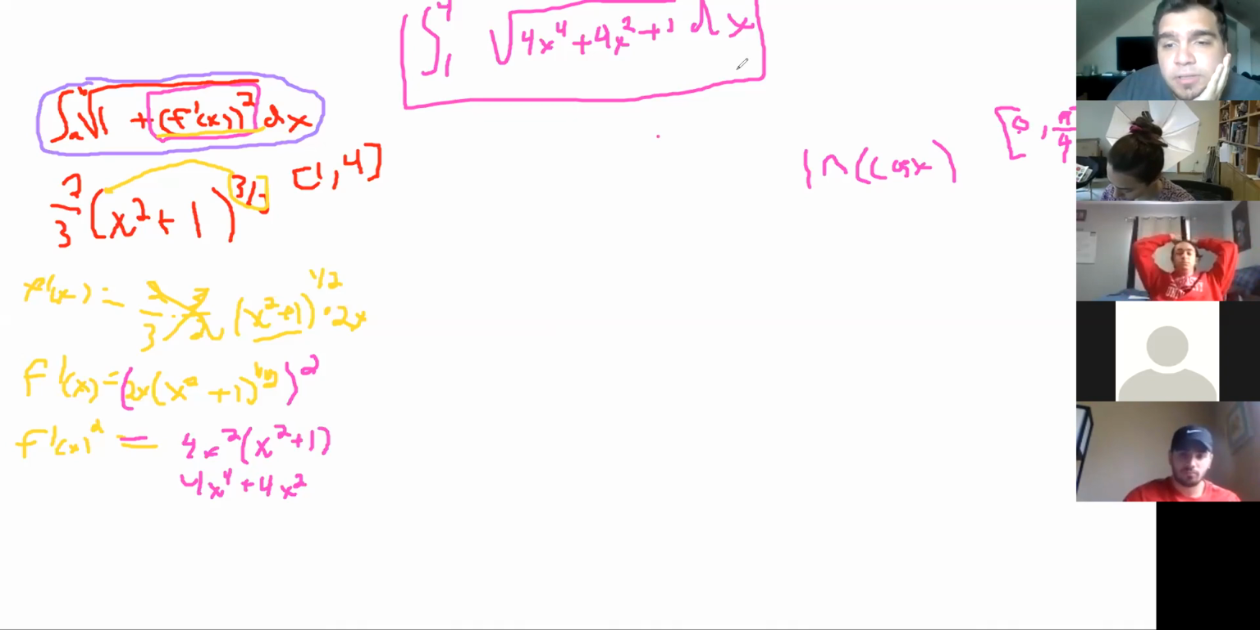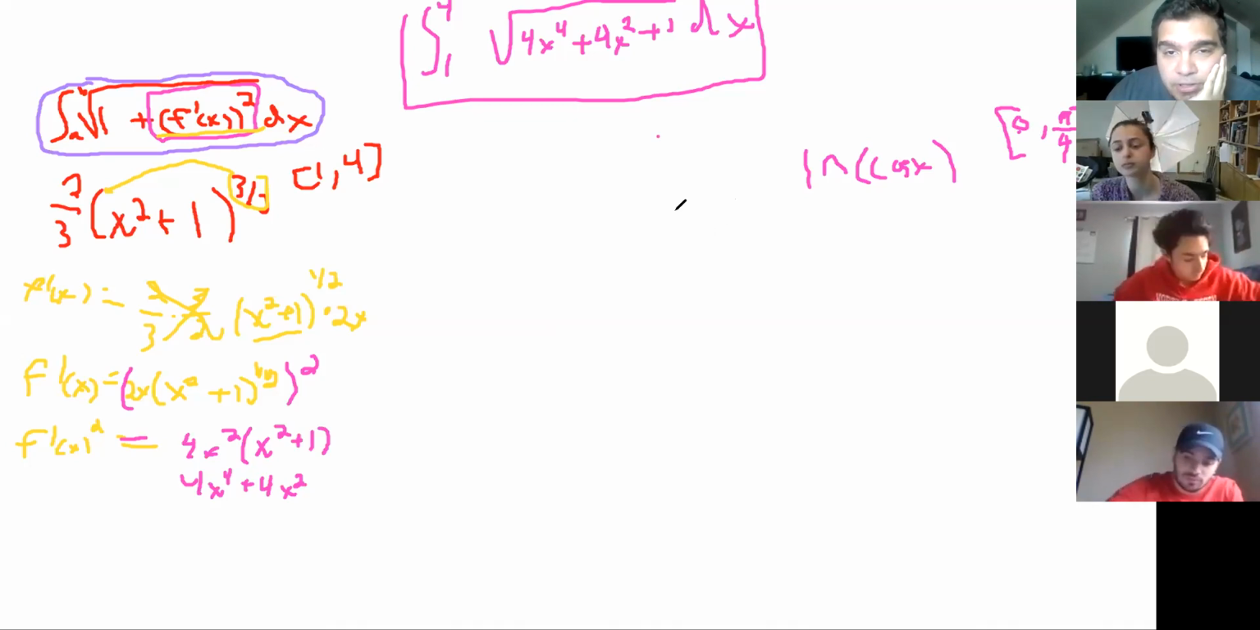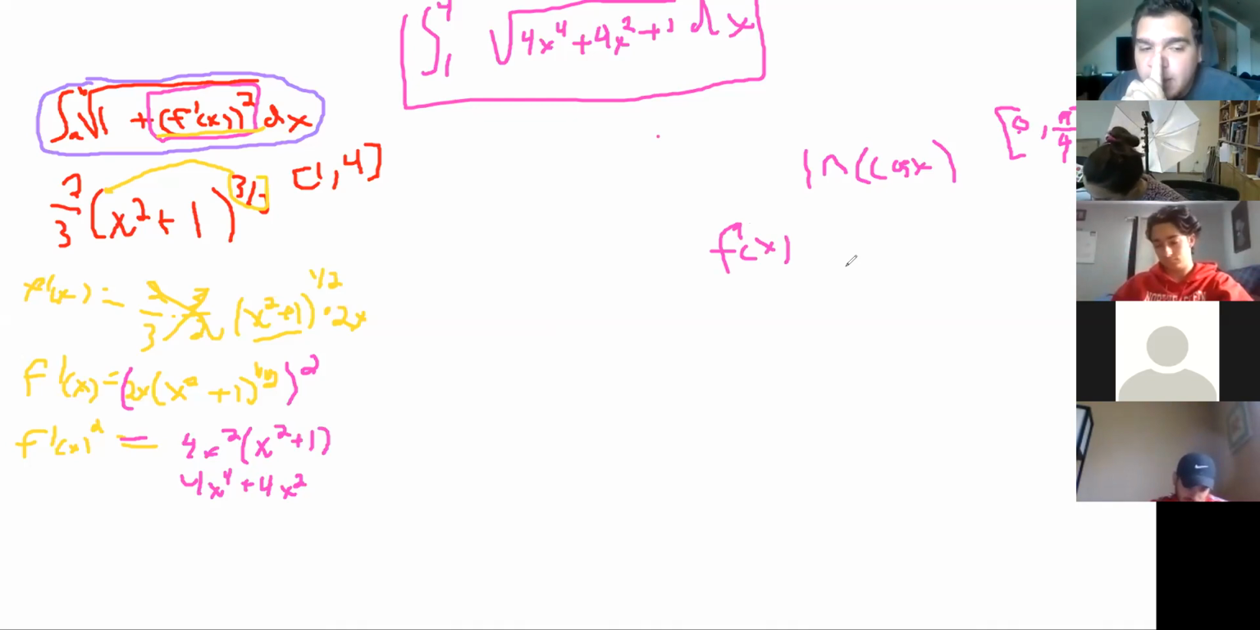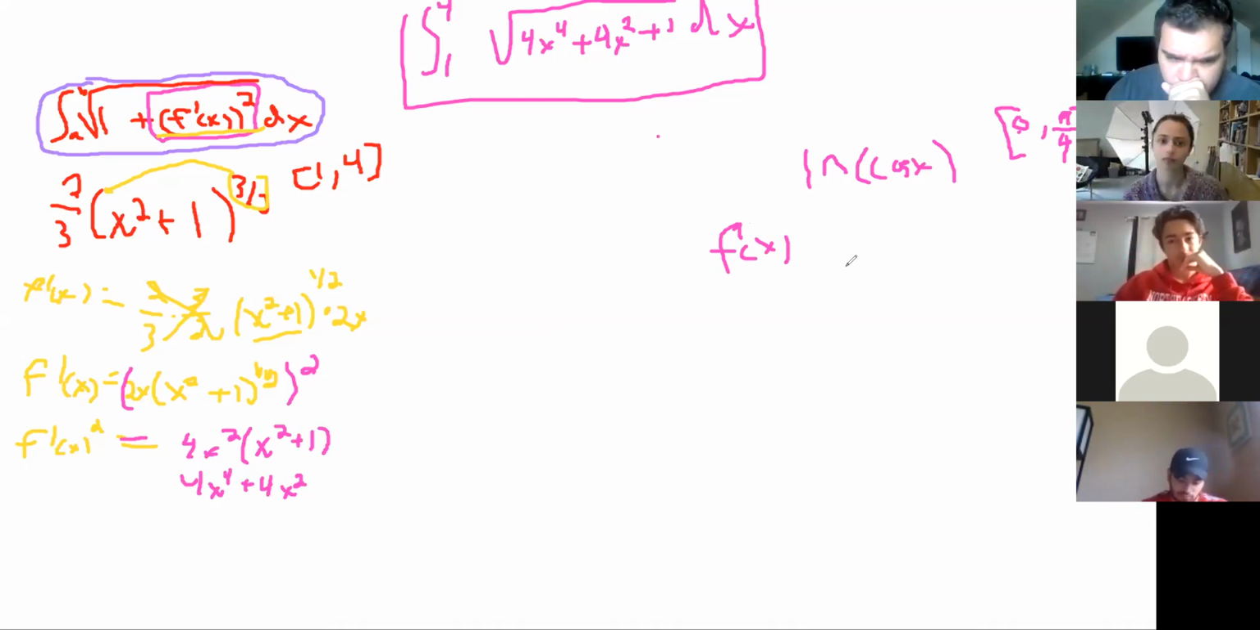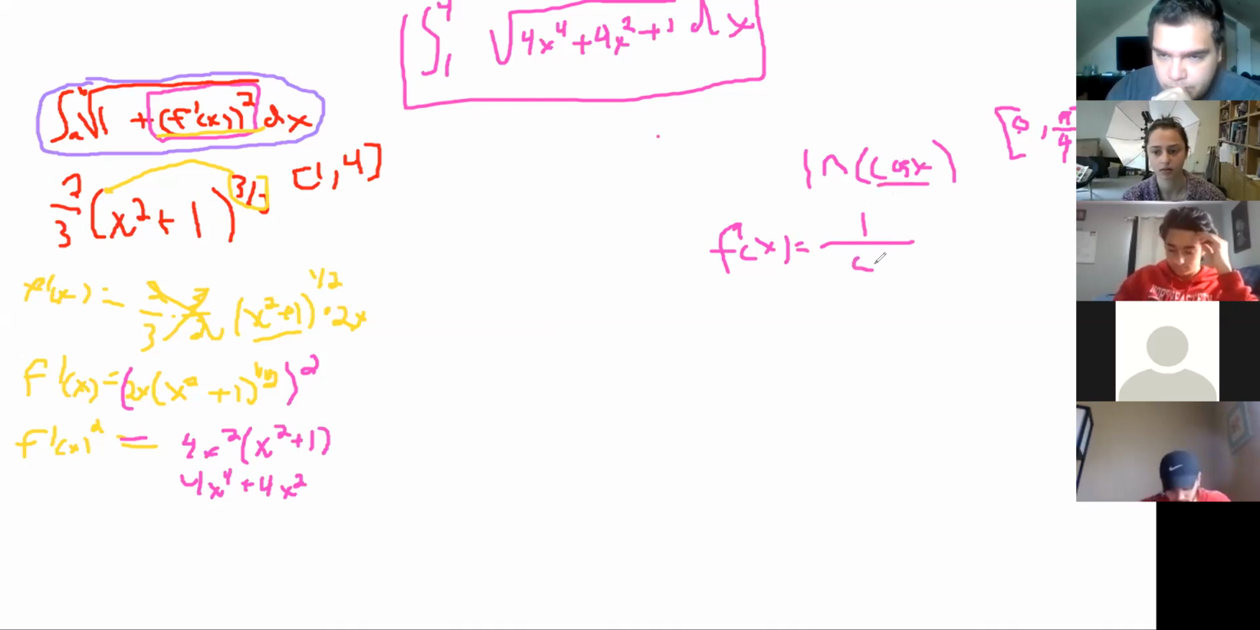Okay. So ln of cosine x, 0 to pi over 4. So we're going to derive it to get our things. So the f prime of x. Now the derivative of ln, I believe, was u prime over u. No, I'm sorry, u over u prime. No, it's the derivative of the inside. So it's 1 over whatever this is. So this is 1 over cosine.